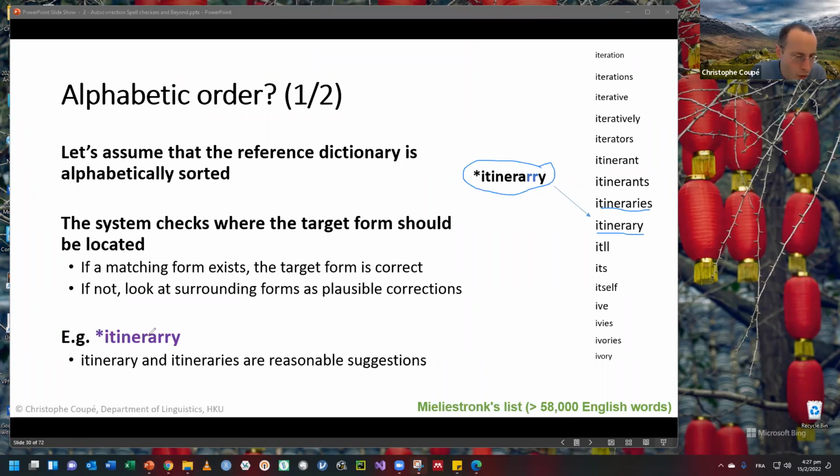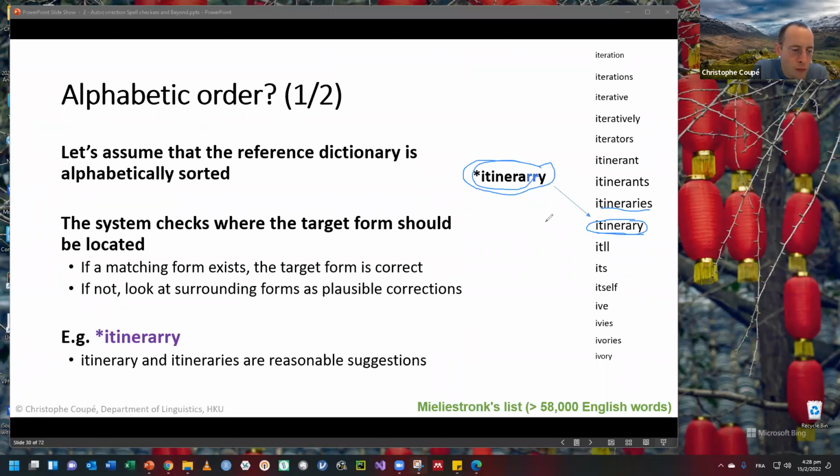Then you can say, oh, there is a problem here. And maybe what you can do is look at the form just before and the form just after, and that may suggest reasonable corrections. Because indeed, maybe what you wanted to write is itinerary with a single R, and you made a duplication, and then you may suggest itinerary. If I take this example, this method seems to work quite well.